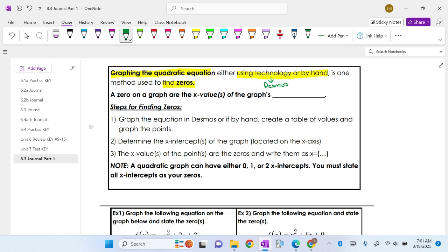Now, a zero on a graph are the x values of the x-intercept or x-intercepts. So all we really care about for the zeros are the x values. We don't really want the points. So unlike when I asked you guys to list the x-intercepts, I asked you to list them as a point. Here, I only want x equals the set of something, whether it's the two numbers or the one number or whatever.